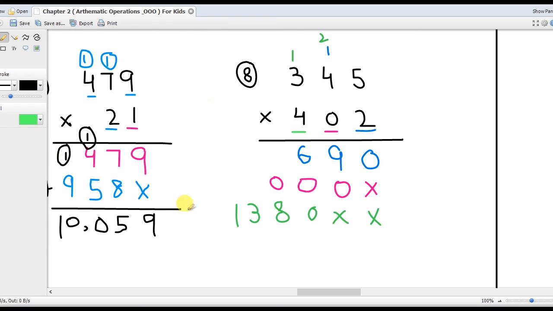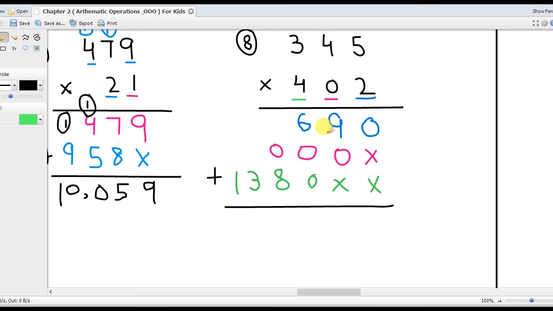The last step is always adding. So add these 3 numbers. So 0 plus nothing is 0. 9 plus 0 plus nothing is 9. 6 plus 0 plus 0 is 6. 0 plus 8 is 8. And this is 1, 3. So just shift that number down. So what number are we having? We are having 138,690, right?